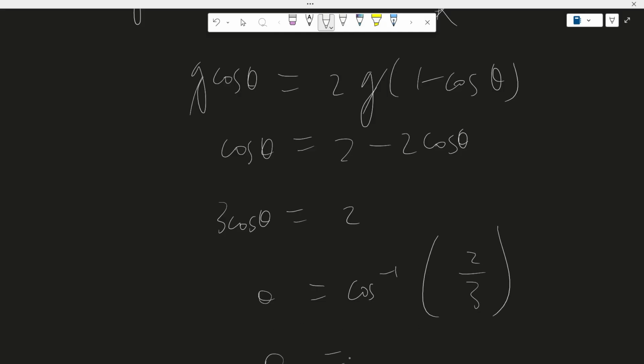And so theta equals, so if we draw out our calculator, we get theta is about 48.2 degrees. And so this is our answer to this question.